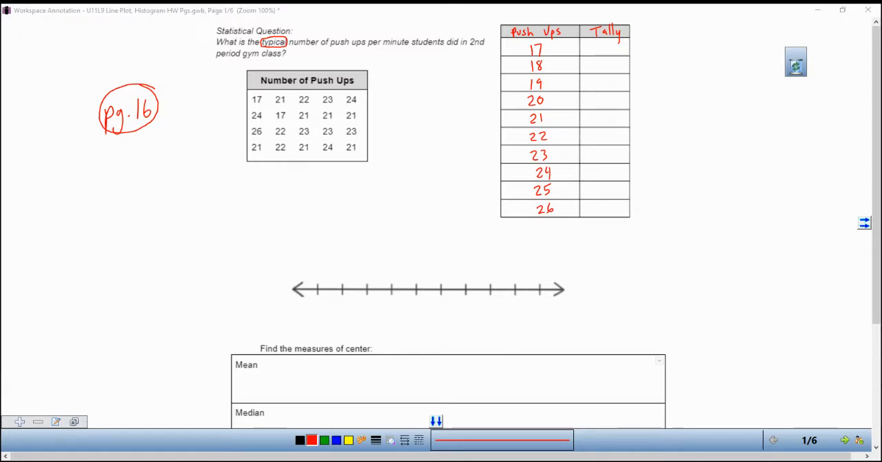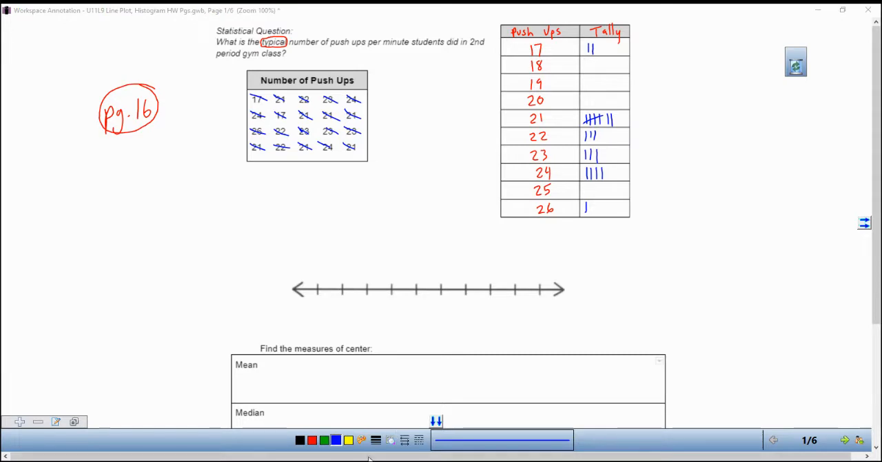All right, let's take some time to tally these up. We're going to cross them out as we go to make sure we've counted them all. 17, 21, 22, 23, 24, 24 again, 17 again, 21, 21, 21, 26, 22, 23, 23, 23, 21, 22, 21 again, 24, and 21.